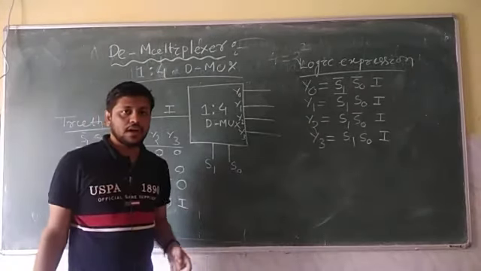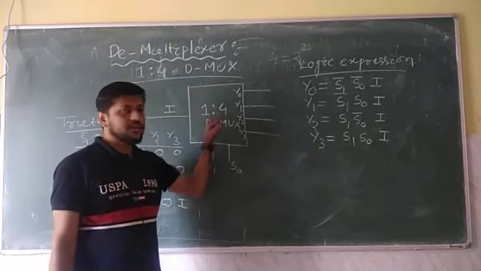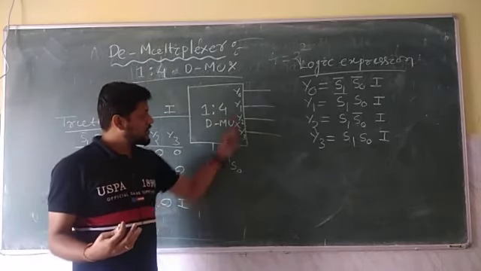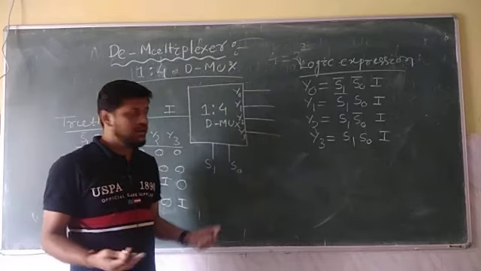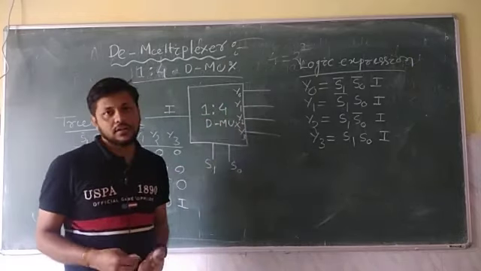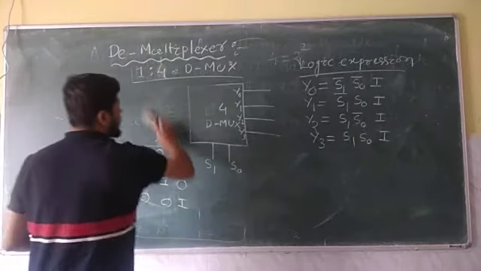So we need 4 AND gates. Here we need 4 AND gates. So this 4 indicates the number of AND gates as well. This not only indicates the outputs, but also the number of AND gates required to design this demultiplexer. So let's see how I am going to design this.